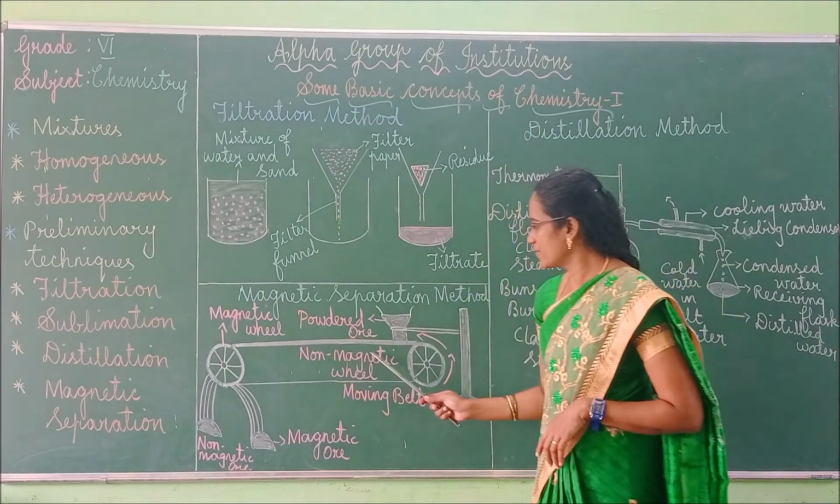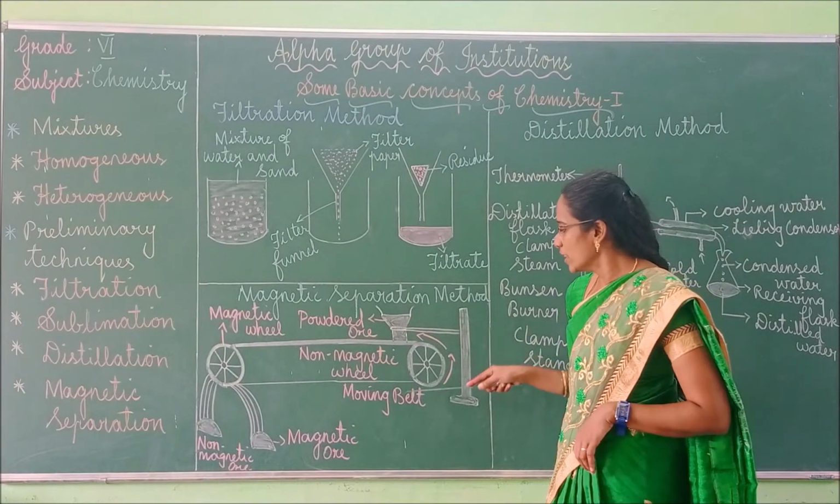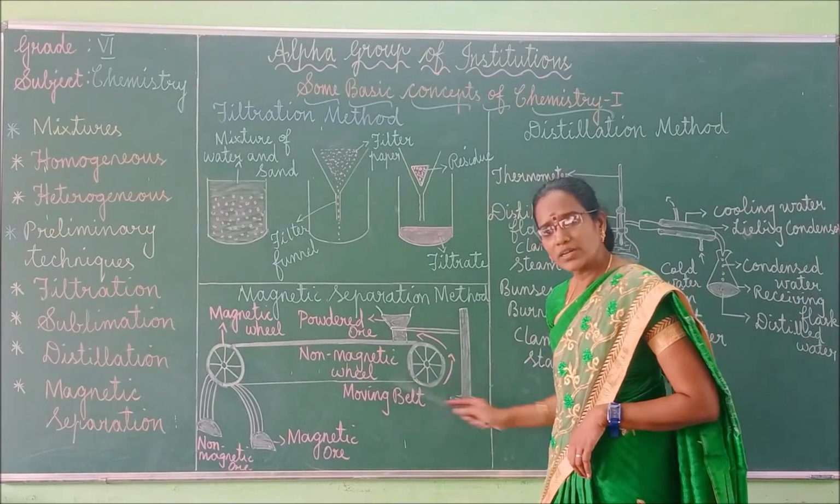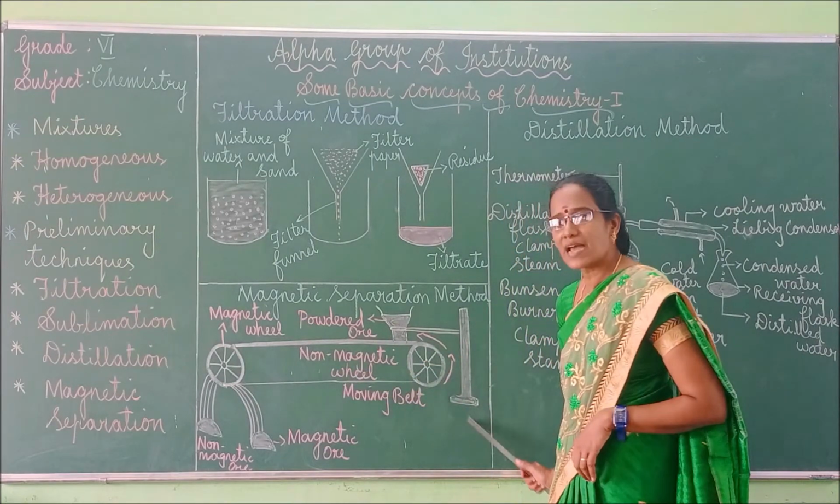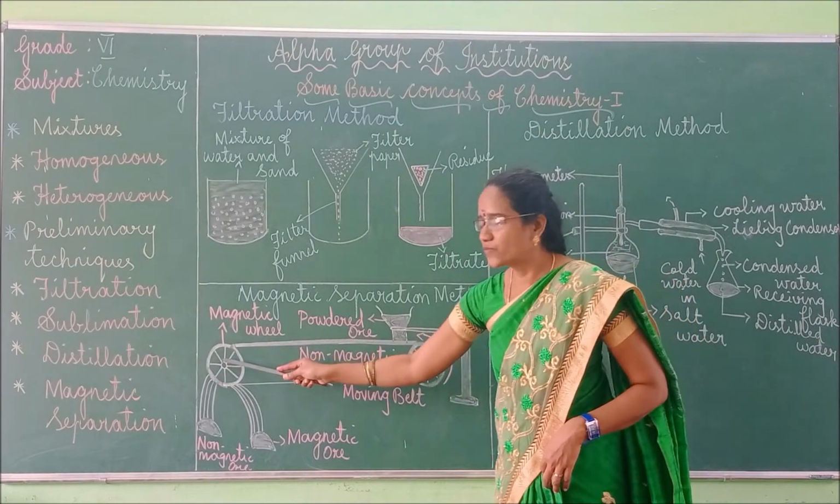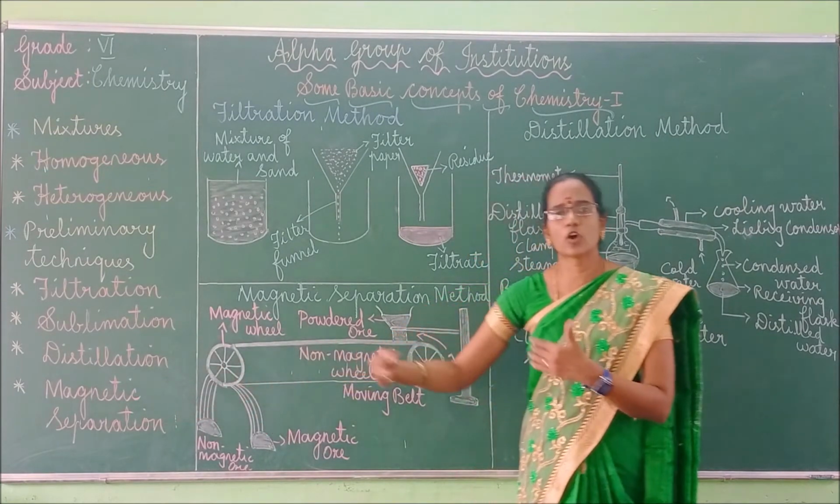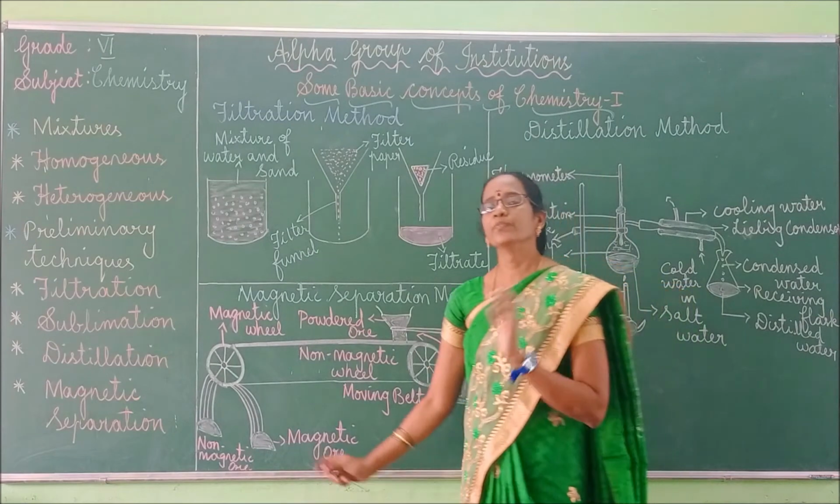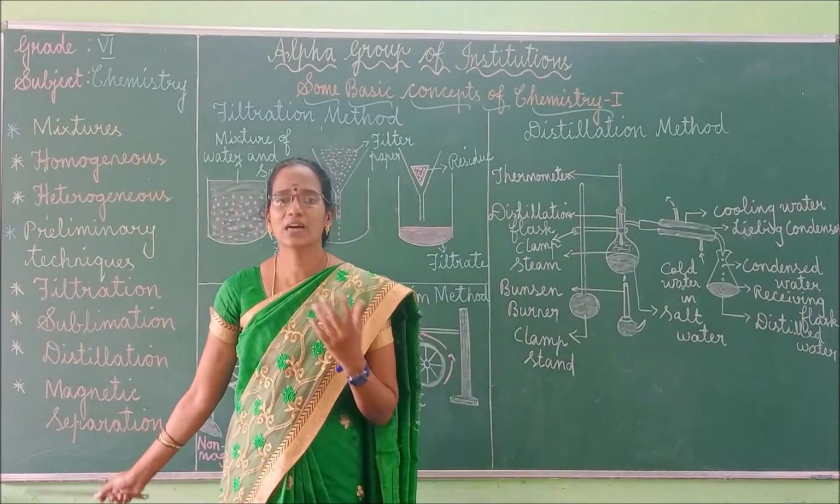So this is the conveyor belt. Through this way we have to pour the powdered ore. This is the moving belt. So continuously it will move and two wheels are there. This is the stand to fix this wheel. This wheel is magnetic. So it collects the magnetic particles separately and non-magnetic particles separately. This method is mainly used to separate the iron fillings.